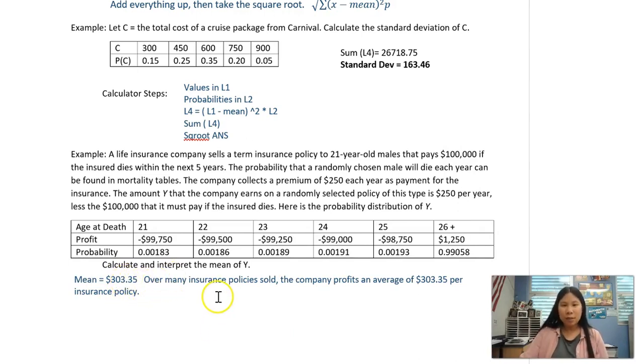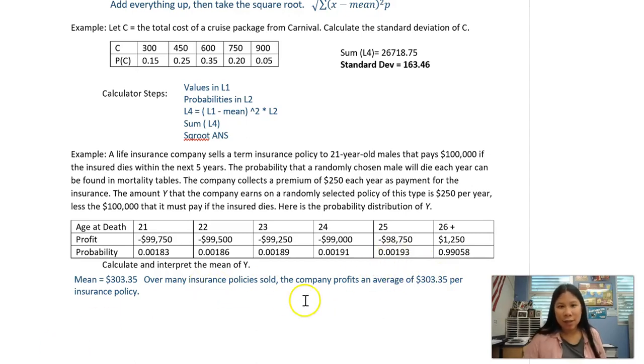$303.35. What this means is that, remember we said the mean is if you did many repetitions of a chance process, in this case selling insurance policies. So after selling many insurance policies, the company is going to profit an average of $303.35 per insurance policy sold. So obviously it's an insurance company, they're going to profit, but if you happen to die, then you do get paid out a lot, so that's kind of nice. But overall, they're kind of banking on you not dying within the 5 years, so that's how they profit $303 for every insurance policy that they sell.